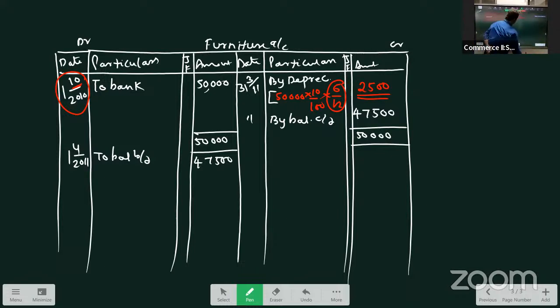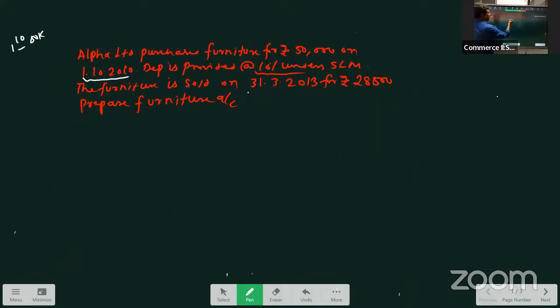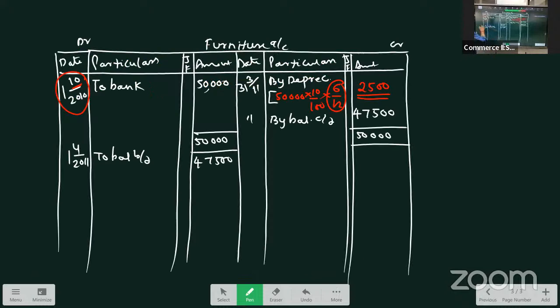Then when did we sell the asset? Let us check once our question. We sold the asset on 31st March 2013. So we have to go till that date. We are still in 2011 only. So to balance brought down 47,500. We close this on 31st March 2012.